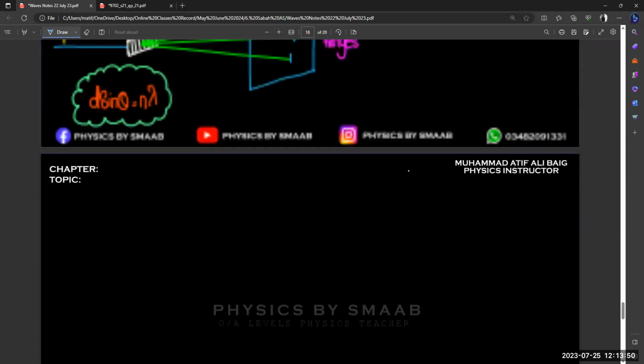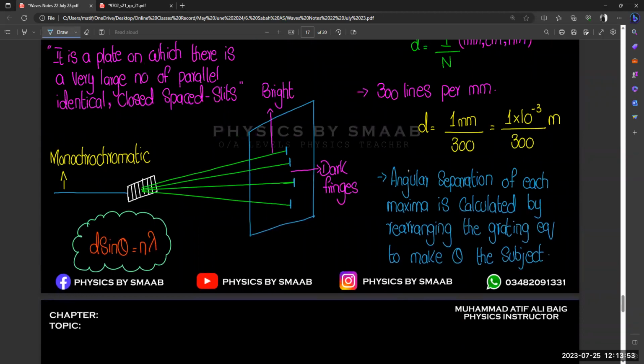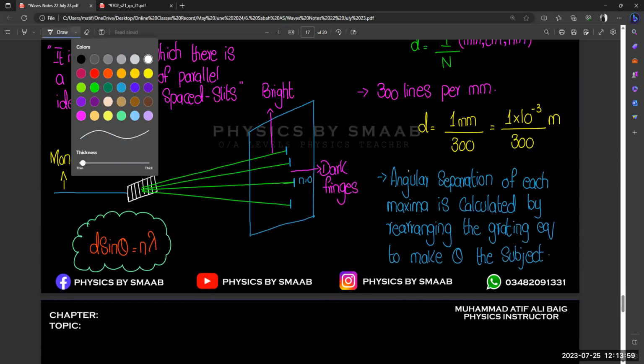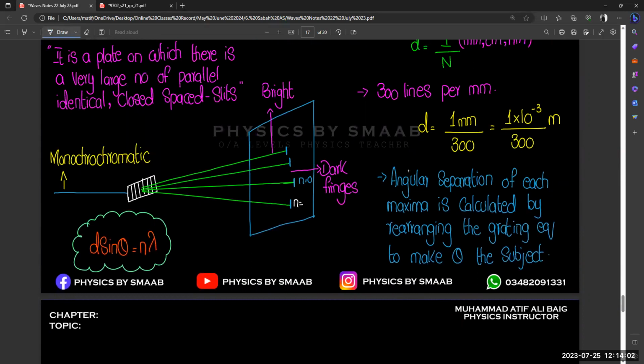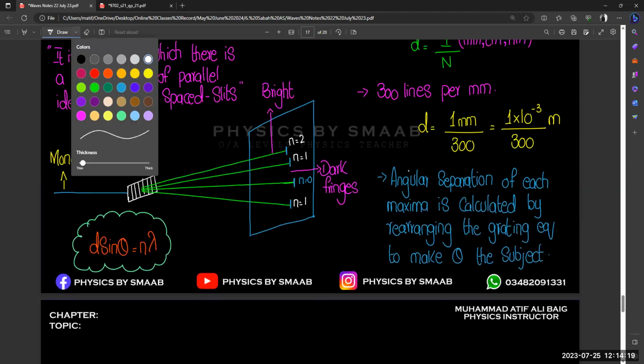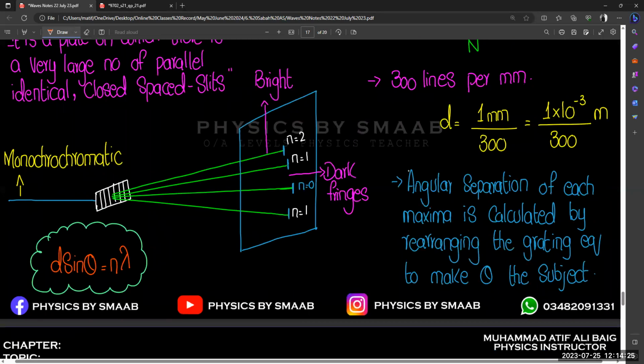And the remaining part is very simple. Let's suppose we consider this one as the central maxima, n equals 0. So this is our central maxima. This is our first order on the right hand side. This is our first order on the left, and this is our second order on the left hand side. So orders are going to be like this. If you want to find the angle for the first order, your angle will be like this. You need to measure from the center. This is your theta 1 because this is the first order.